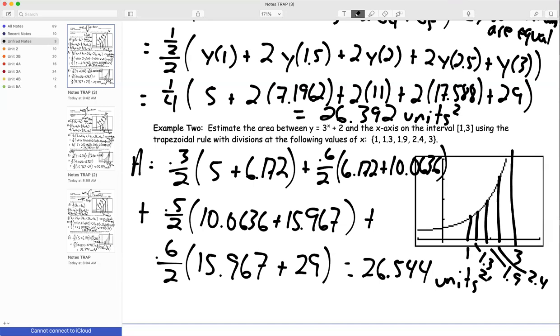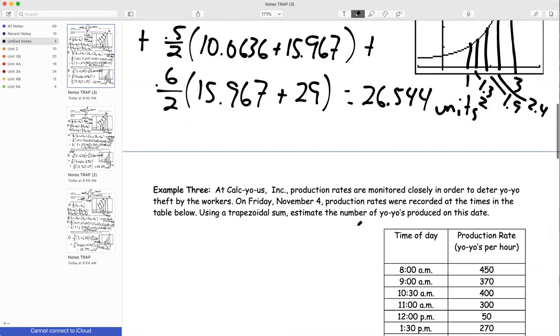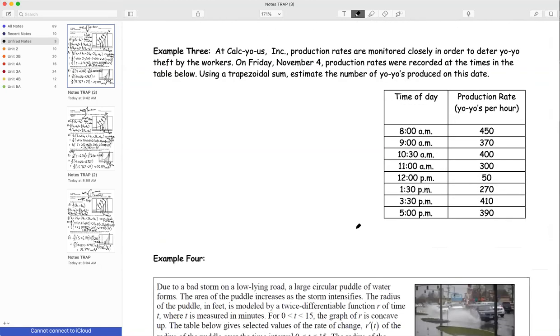Any other questions on the first page? Well, turn the page. I got two more examples. Example 3. At Calculus Inc., production rates are monitored closely in order to deter yo-yo theft by the workers. It's becoming a problem. On Friday, November 4th, production rates were recorded at the times in the table below. Using a trapezoidal sum, estimate the number of yo-yos produced on this date. All right, so sketch a little graph here. My time is going to be on the x-axis, and my production rate is going to be on the y-axis. So the differences in the times are going to give me the height of my trapezoids, and my production rates will be the bases. So let's set this up.